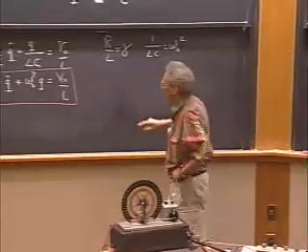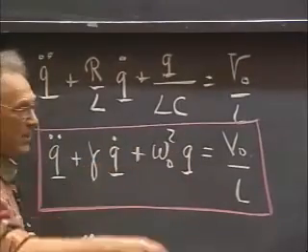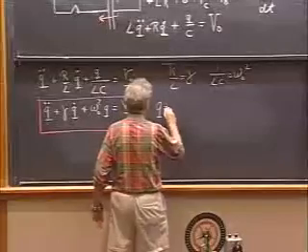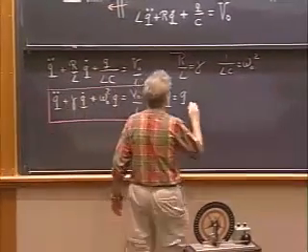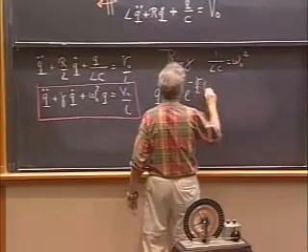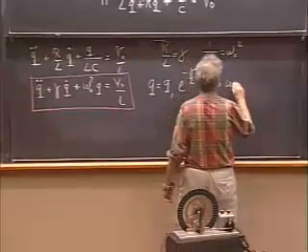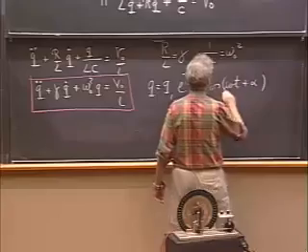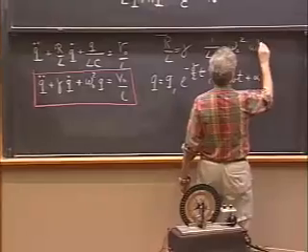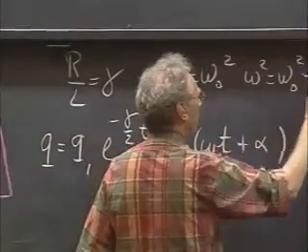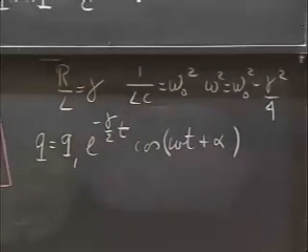If only this were a 0, then I know the solution, because we had it on the board there. We still have the complex notation there. Then Q would be some Q1, for which we have an A there, times e to the minus gamma over 2 times t, and gamma is this value, times the cosine of omega t plus alpha, and omega squared is omega 0 squared minus gamma squared over 4. That would be the solution if this were a 0.